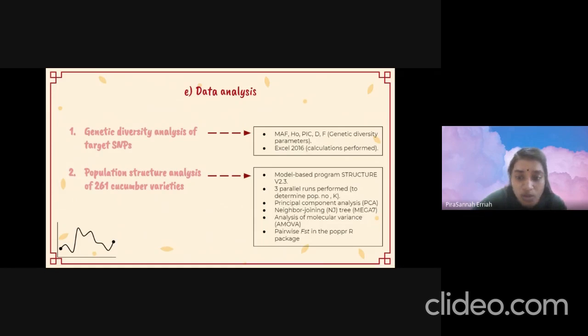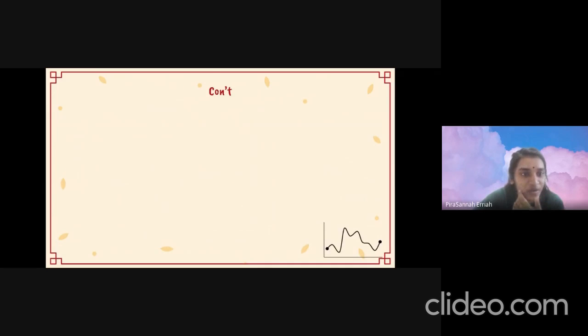Okay, then they also conduct the analysis of molecular variance, AMOVA, which is new for us, because we usually learn on the ANOVA, right? So this AMOVA, they used to measure the genetic differentiation between pairs of subpopulations, and they computed it in the pairwise, I don't know, FST, in the POPPR package. Usually we conduct on SPSS, right? So it's something new.